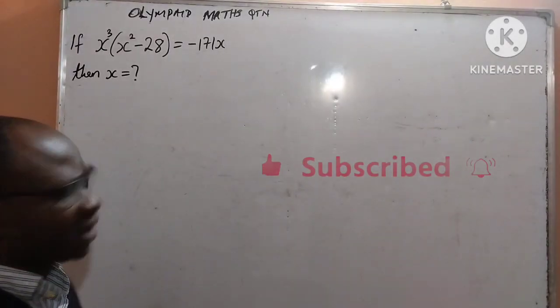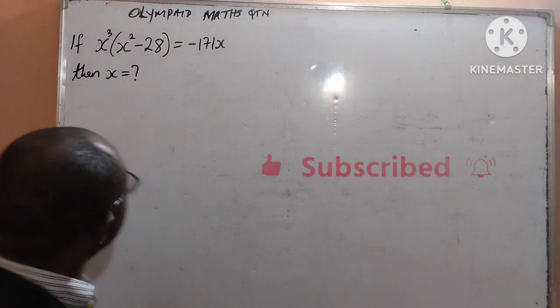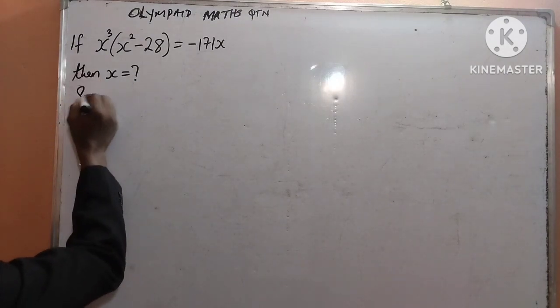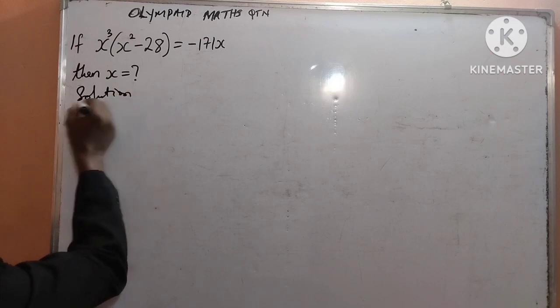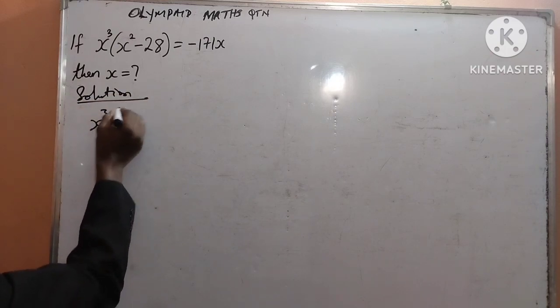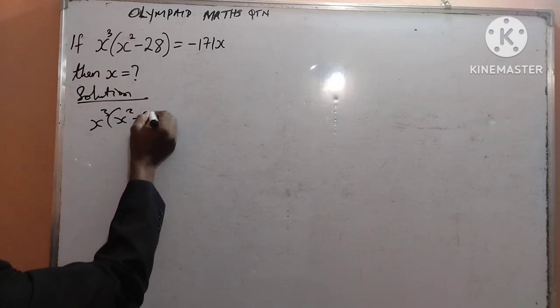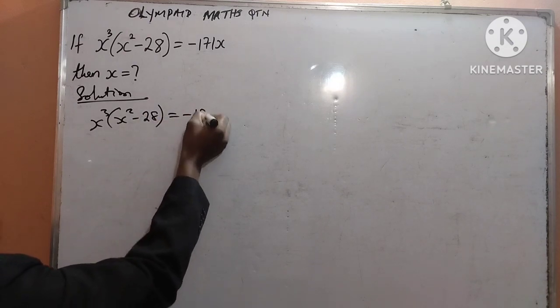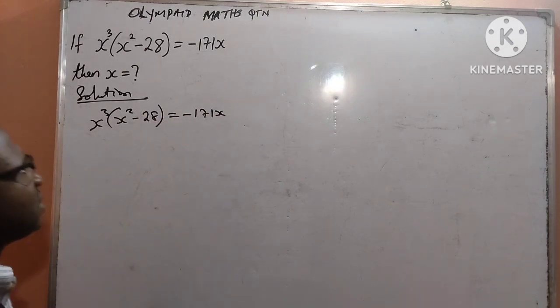This is a quintic equation and we are going to solve it. Therefore, we move on. Given to solve, the equation is x raised to the power 3 into x raised to the power 2 minus 28 equal to minus 171x.